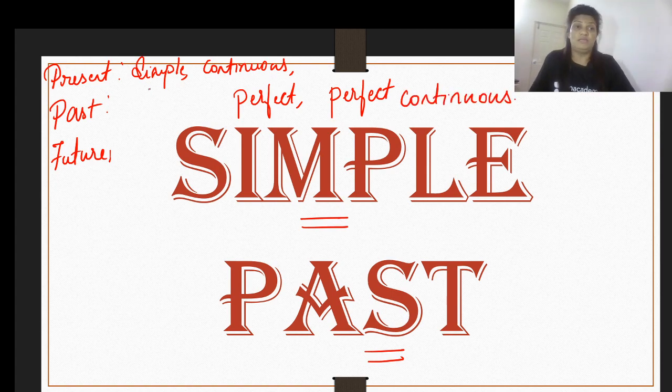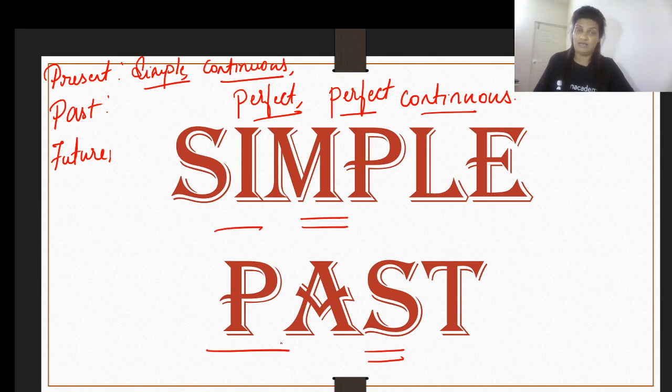And we also learned about present simple, present continuous, present perfect, and present perfect continuous in all our previous videos. And today we will be learning about simple past, and in videos to come in future, I will be taking you through past continuous, past perfect continuous, and simple future, future continuous, future perfect, and future perfect continuous. Let us now focus on simple past.